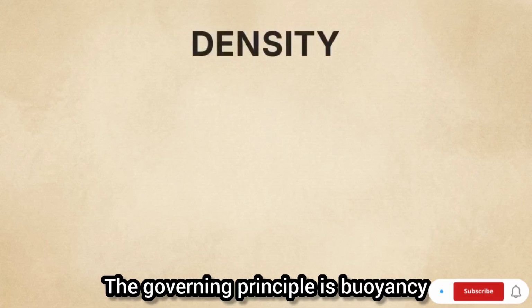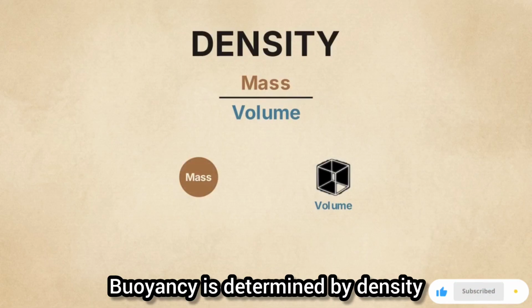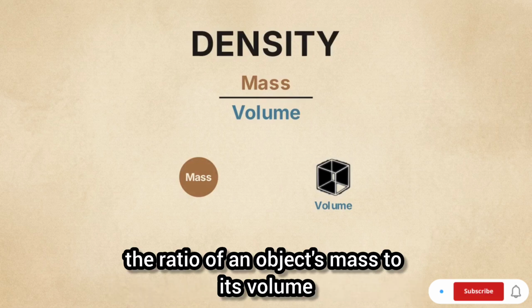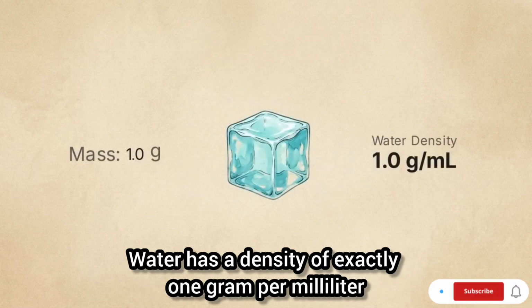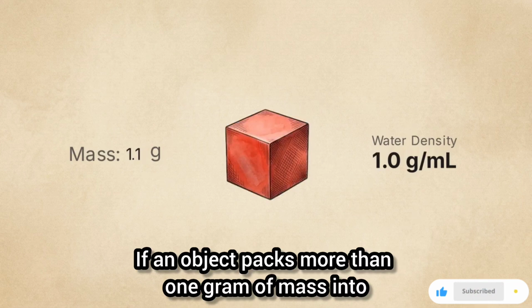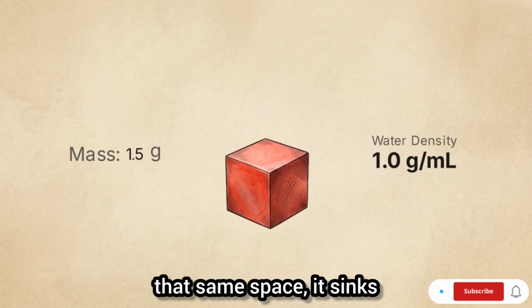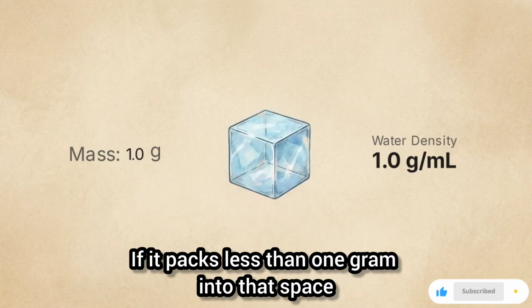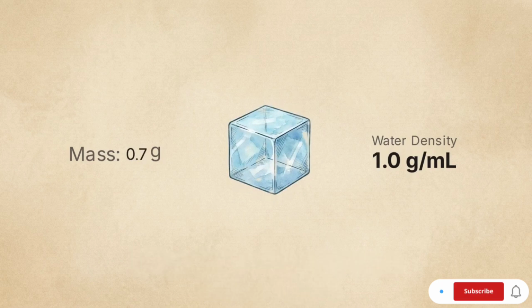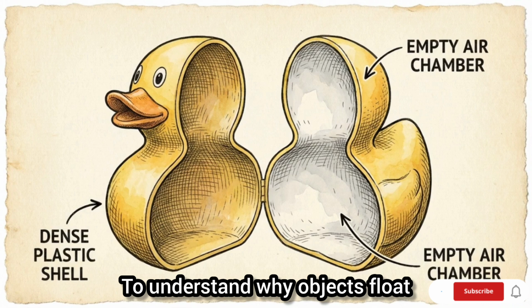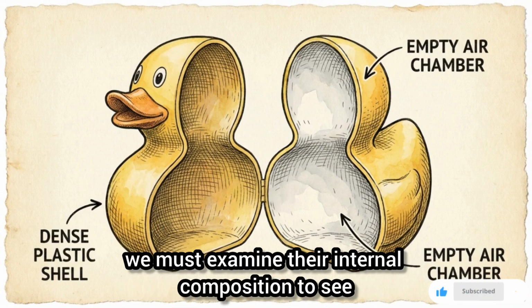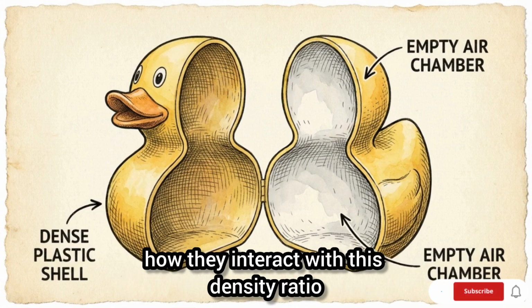The governing principle is buoyancy. Buoyancy is determined by density, the ratio of an object's mass to its volume. Water has a density of exactly 1 gram per milliliter. If an object packs more than 1 gram of mass into that same space, it sinks. If it packs less than 1 gram into that space, water pushes it up, and it floats. To understand why objects float, we must examine their internal composition to see how they interact with this density ratio.